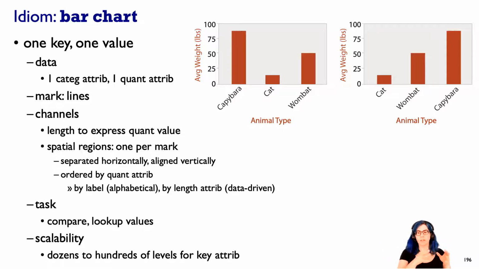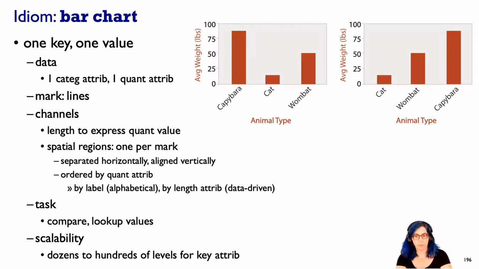We've split, and for each one, in this case, we're looking at animal type as that. So, there's one mark for each one of these spatial regions. And then we've got our quantitative attribute, the average weight of that animal, and it's just being expressed by this aligned vertical spatial position channel. A thing to notice, as we have just talked about, is you could order it by something a bit arbitrary, like the alphabetical order of the label, or you could order it by something more data-driven, like the same attribute you're using to encode the length.